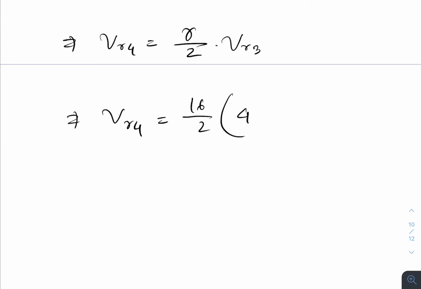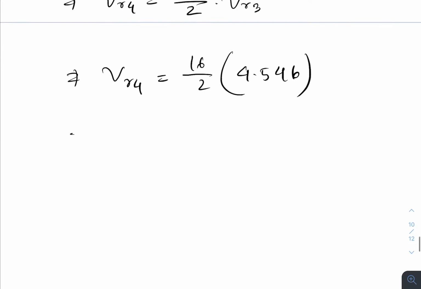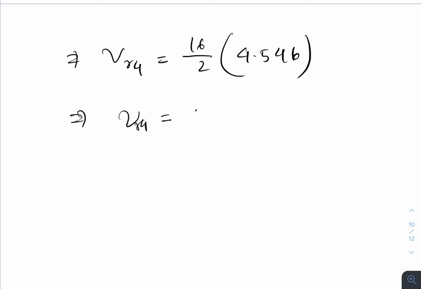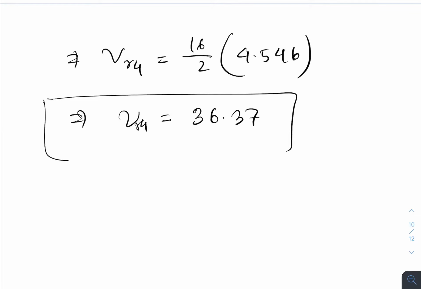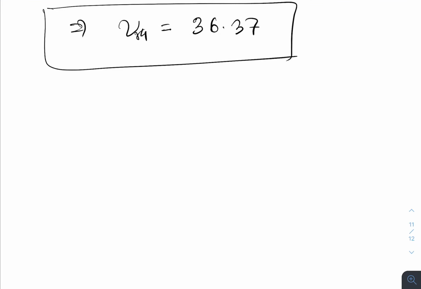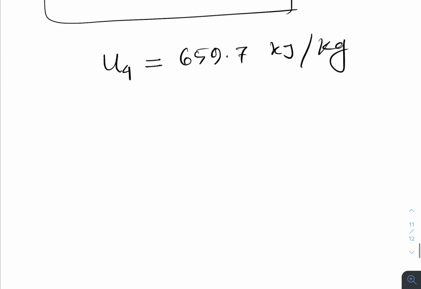VR4: R we know is 16, over 2, and VR3 we got 4.546, right? So VR4 is basically 36.37. With respect to this value, if we go to the table, then we can get the enthalpy at 4, which equals the internal energy at 4, which equals 659.7 kilojoule per kg. So now we have this information, U4.